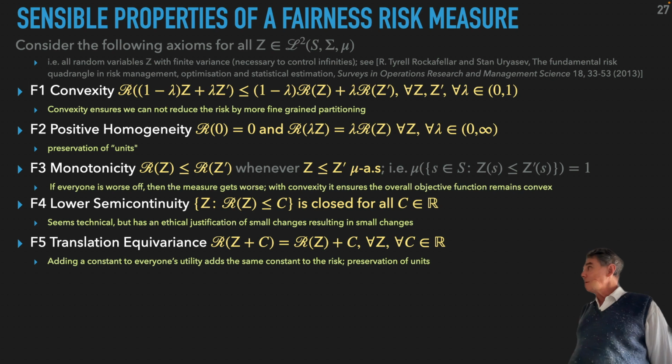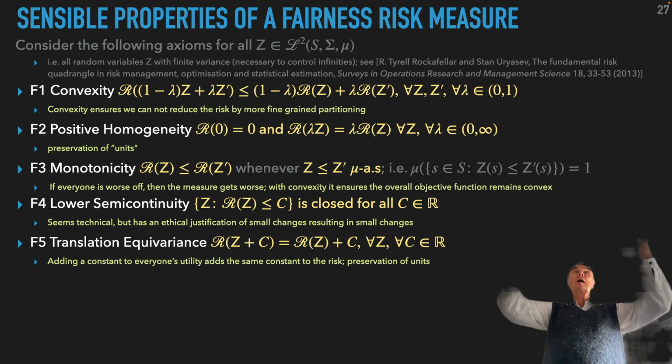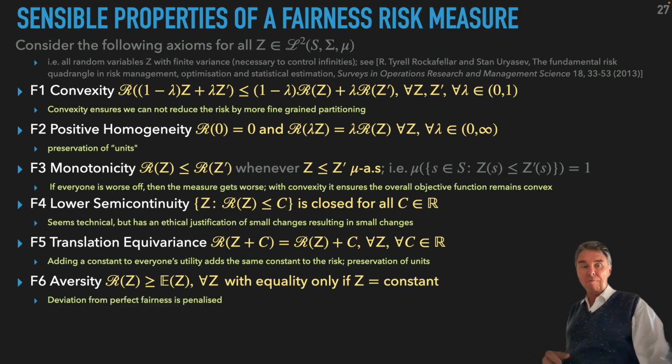And this thing here with the fancy name translation equivariance, the expectation has this property. Z is a random variable, C is a constant, and you would like this. What this means is that if you think of this in terms of money, if you give everybody an extra $1, nothing changes, right? Again, it's a desirable thing to have.